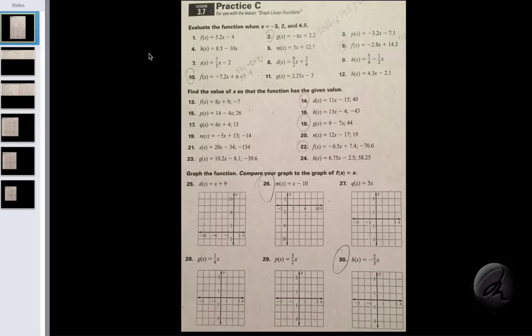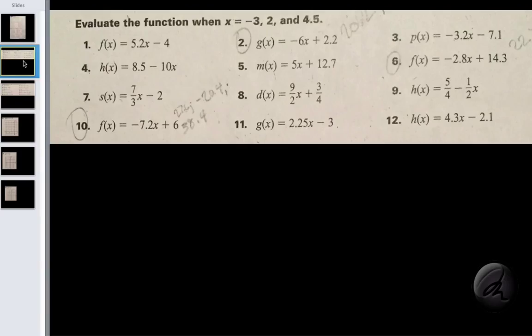This is my first video for the math class. I'm going to be working on the worksheet that I handed out to you on Friday, 3.7 Practice C. I'm going to work out some of these problems. I've broken up this worksheet into the 3 sections that it has, so I'll work out some of the problems from each section.